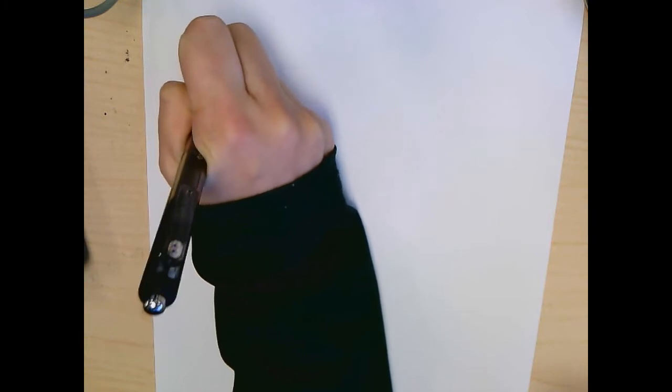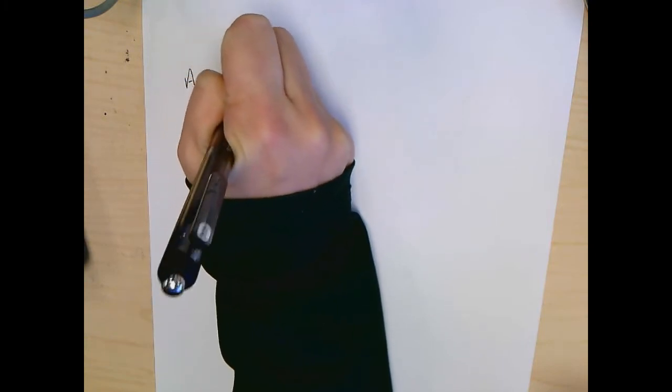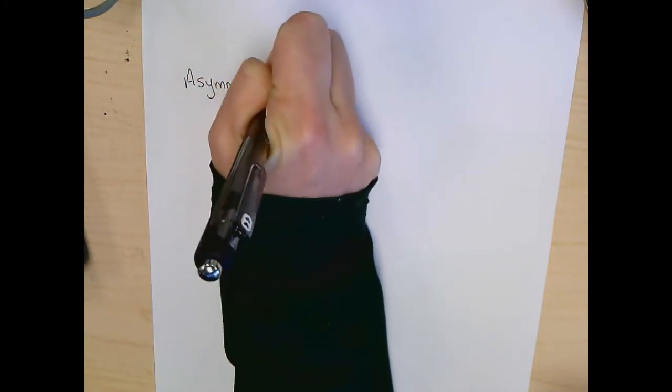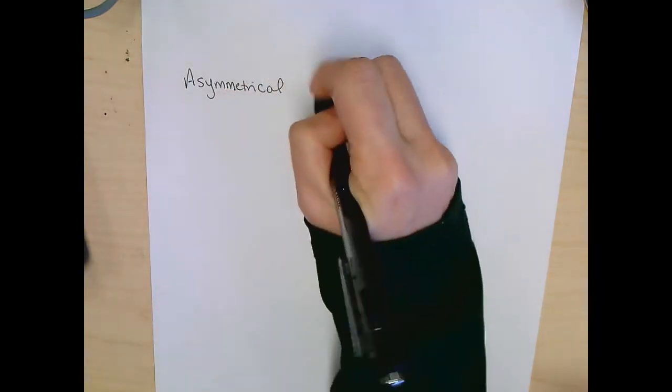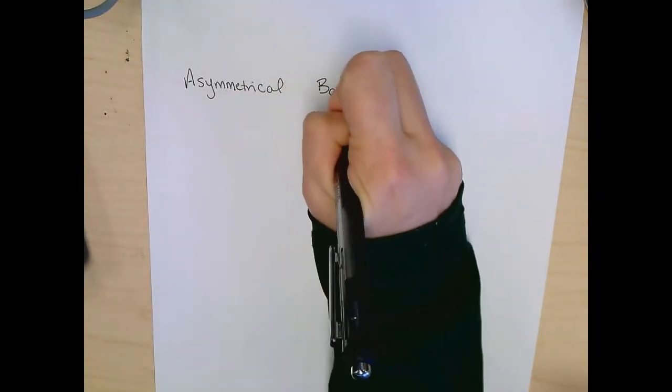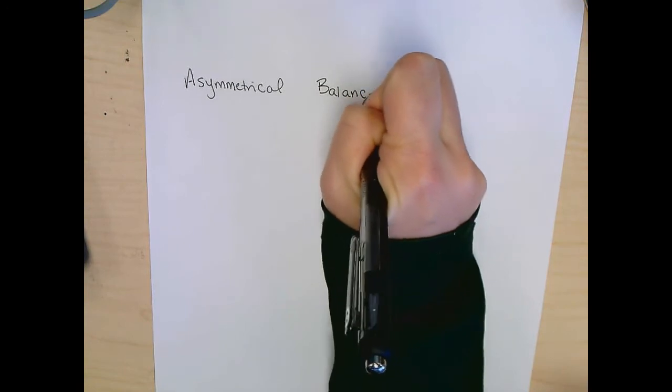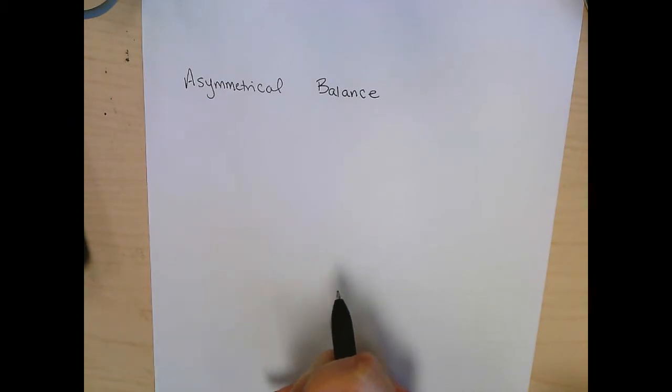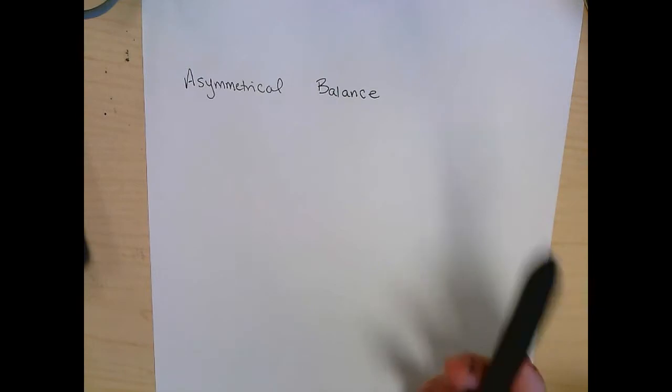Hey everybody, so today I want to talk to you guys about asymmetrical balance. Asymmetrical balance is similar to symmetrical balance in that there is a sense of balance between the two sides of your composition, whether that's the left and right side or the top and bottom. But it's not going to be a perfect mirror image like when we were looking at bilateral symmetry.